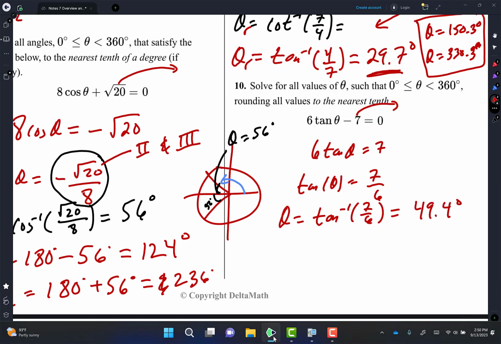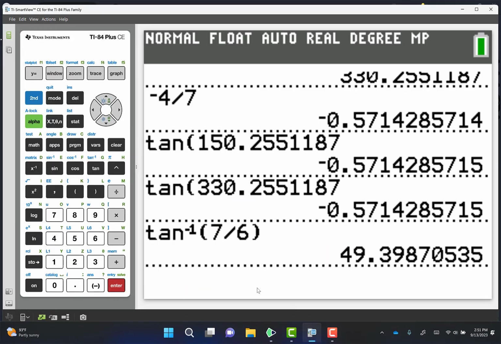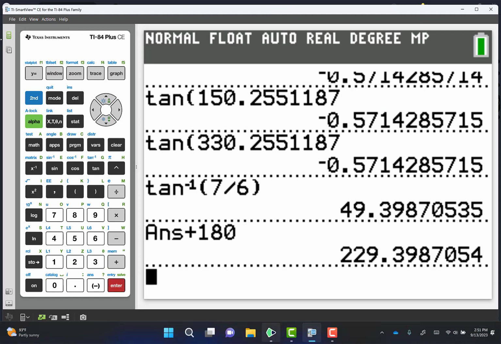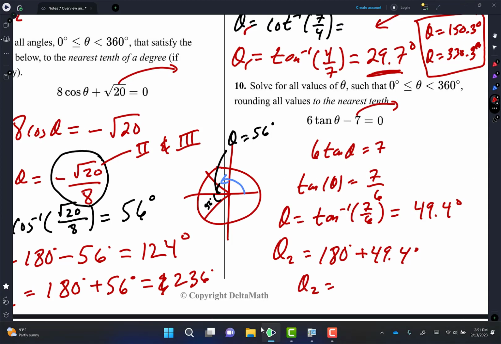49.4 degrees. So how do I get the second answer? Add it to 180. So 180 plus 49.4 degrees. What do you get? Let me just push plus 180. 229.4. There it is. How do we feel, guys?